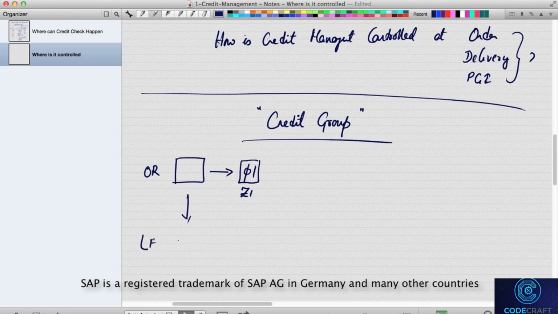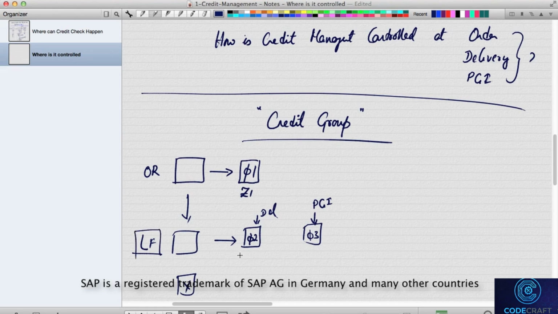Now in a delivery, there are two different credit groups that can be assigned. One is 02 for delivery, another 03 for PGI. There's no separate thing for PGI because PGI is part of delivery. So delivery document type can be associated with two different credit groups, one for the creation of delivery, one for the PGI.